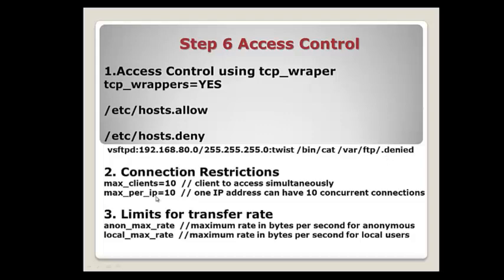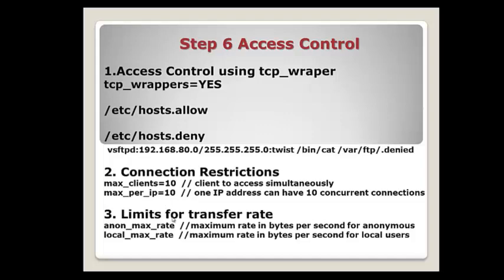Then number two, connection restrictions. There are two kinds of types. First, max_clients, and next max_per_ip. Max_clients 10 means at the same time, in this case, only 10 users can connect to the FTP server. Maybe the 11th cannot access. And as for max_per_ip, from one IP address, many users can access. In this case, only 10 users can access the FTP server from one IP address.